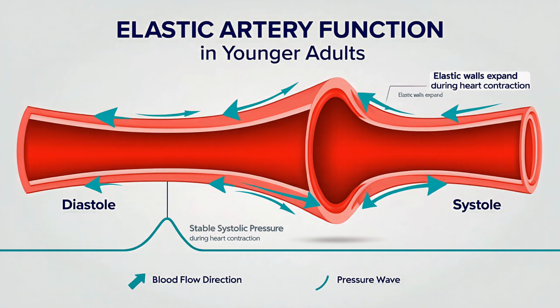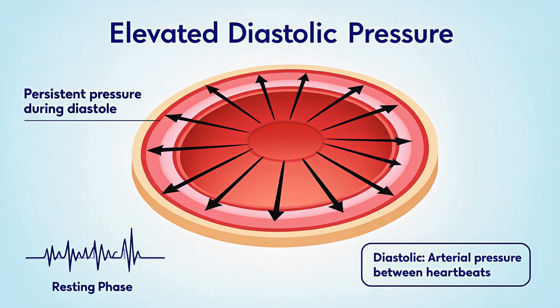This pattern becomes increasingly common with age. As arteries stiffen, they lose their ability to absorb the pressure wave generated by the heart. That pressure wave travels faster through stiff arteries and creates a higher peak pressure. This raises the systolic number. Meanwhile, the diastolic pressure may remain stable or even decline slightly because the arteries are no longer recoiling as effectively during the resting phase of the heartbeat.